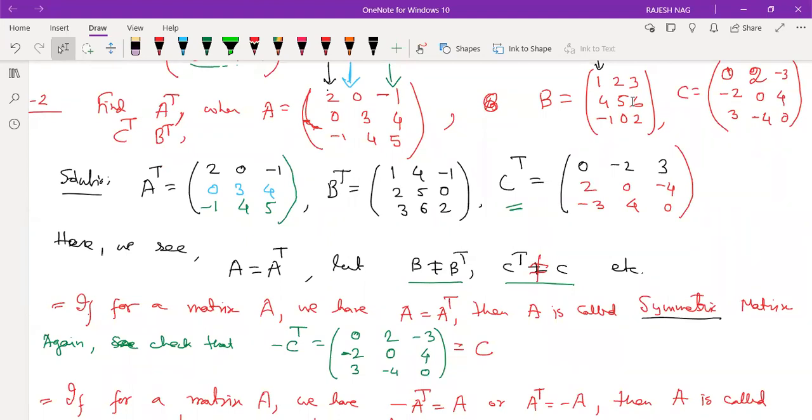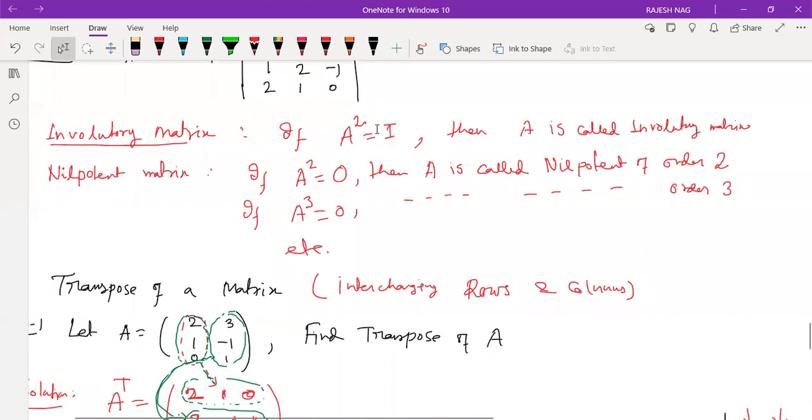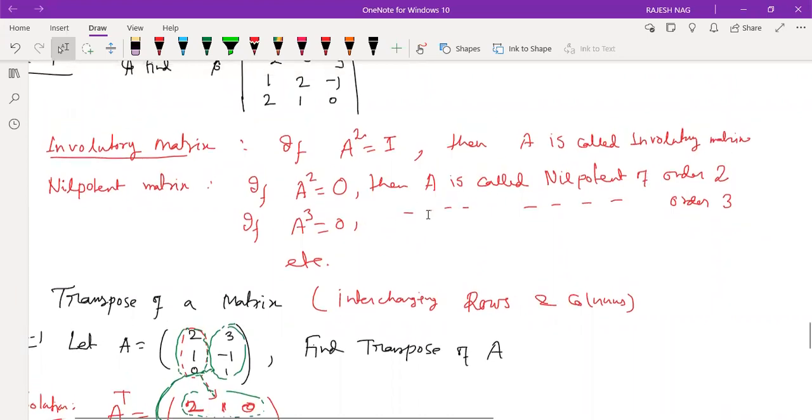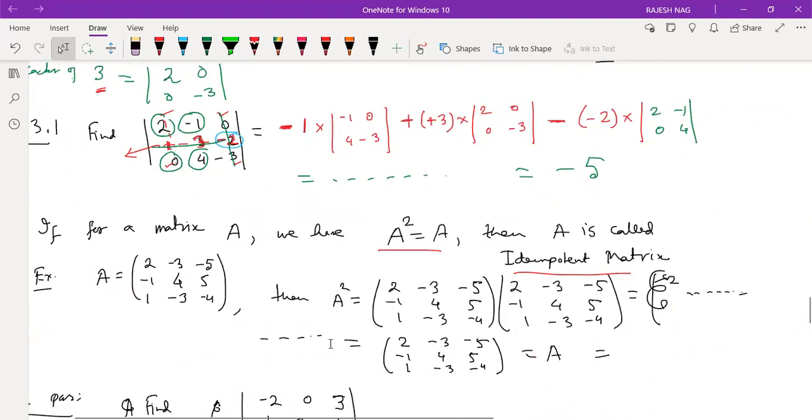Like this. Just as we read a while ago, not all matrices are involutory. If for a square matrix A, we multiply A into A and we get the identity, then that matrix is called involutory. If we multiply A into A and we get the zero matrix, all zero, then we call that matrix nilpotent of order 2. Naturally, there is nilpotent of order 3. Similarly, if we get A square is equal to A, then A is called an idempotent matrix. It is just a naming convention, for ease of remembering.